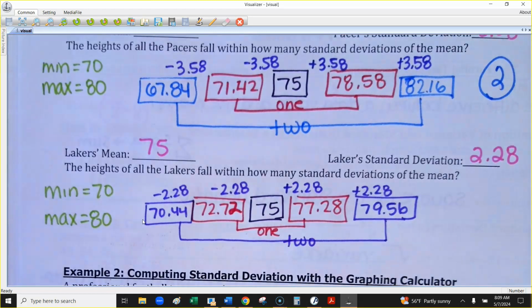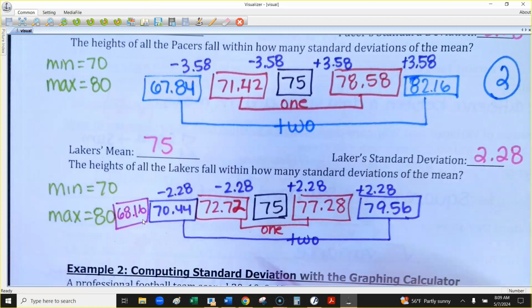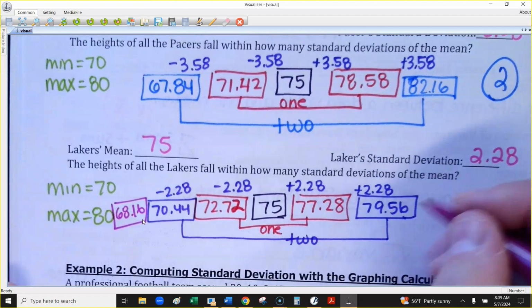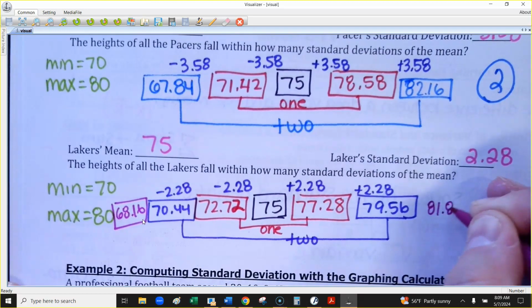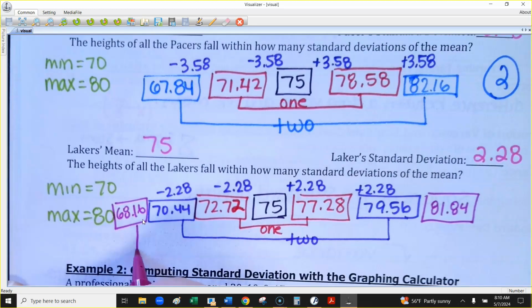So I just need to repeat that process one more time. I'm going to add the 2.28 and subtract it on the other end. Let's see. On this end, you'll be, sorry, I'm getting too close to where I wrote my maximum and mid. 68.16. On the upper end, we are at 81.84.